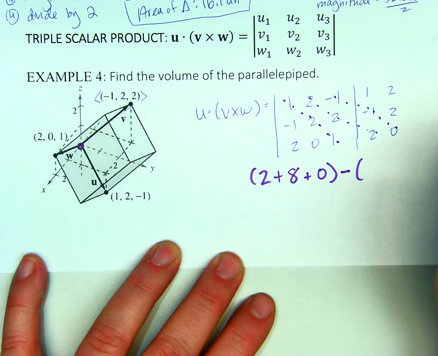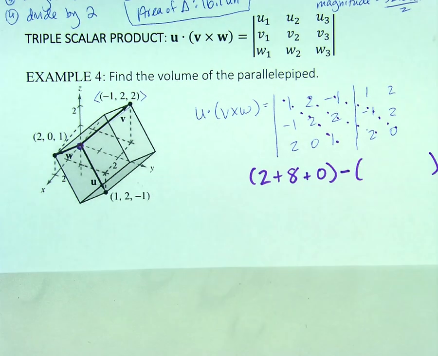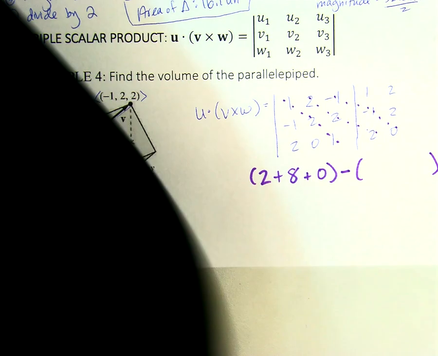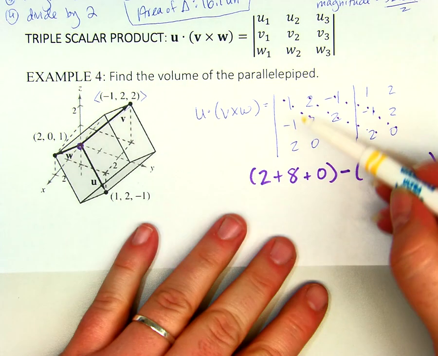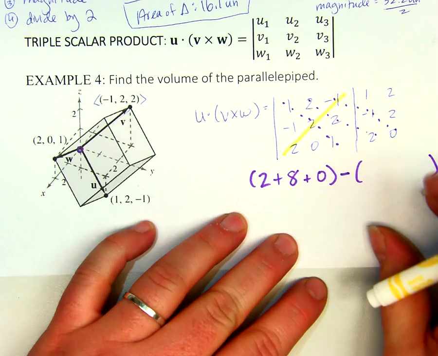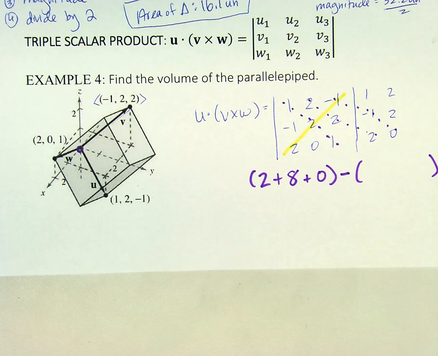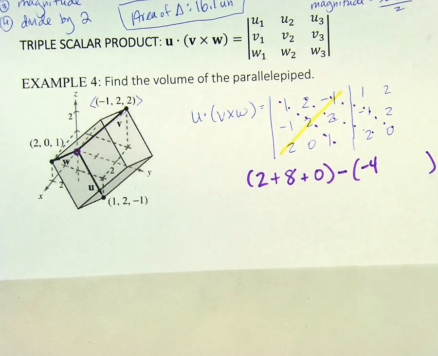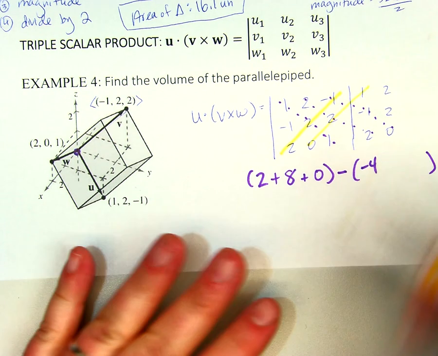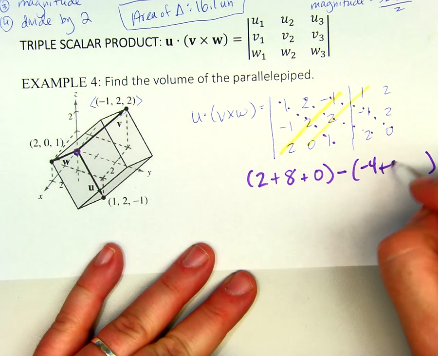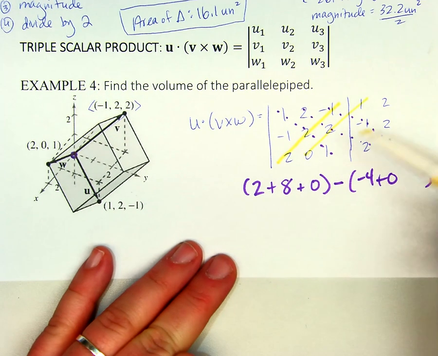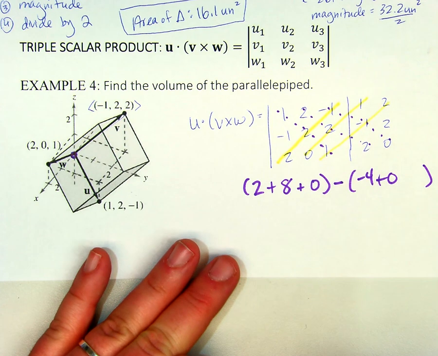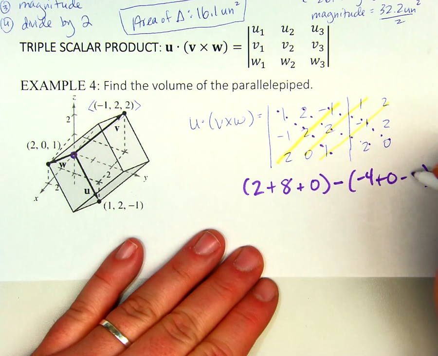Okay, now I'm going to subtract it from all of the other diagonals. So, easier if I just highlight them. 2 times 2 times -1 is just -4. And then 0 times 2 times 1 is just 0. And then 1 times -1 times 2 is just -2.